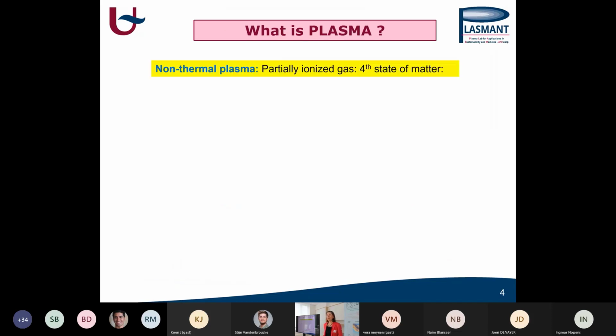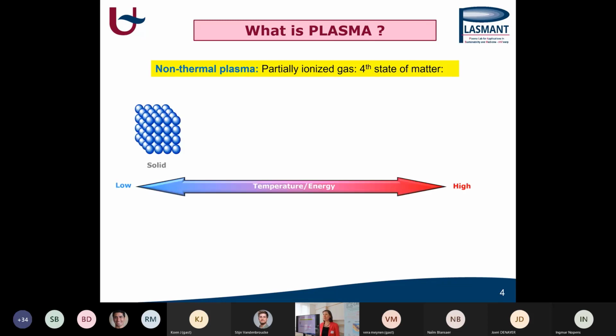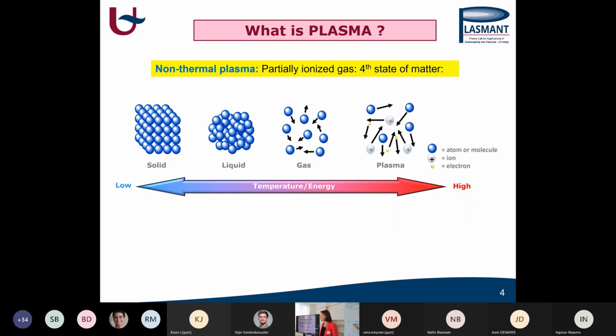Now, maybe not all of you know what a plasma is. So plasma actually is a partially ionized gas. So it's also called the fourth state of matter. So if you have a solid, and you bring in energy, you get a liquid. If you then bring in more energy, you get a gas. And then if you bring in more energy, you get a plasma. So it's actually an ionized gas. So it means it has electrons and ions flying around next to neutral gas molecules.